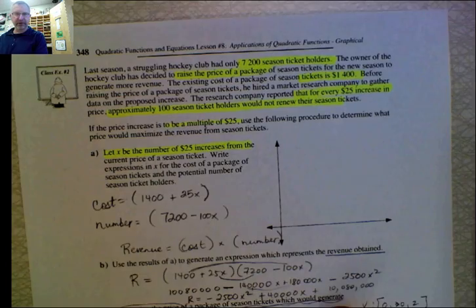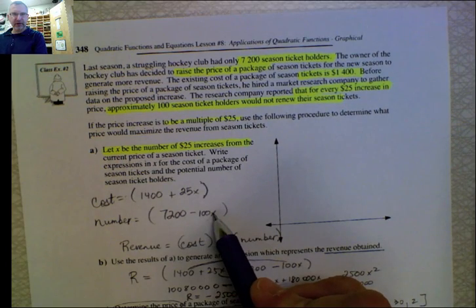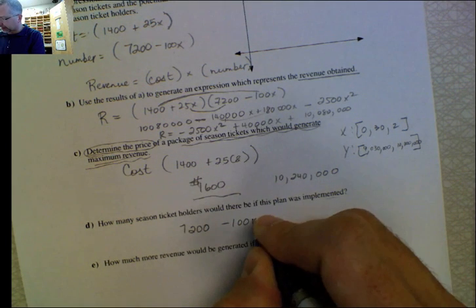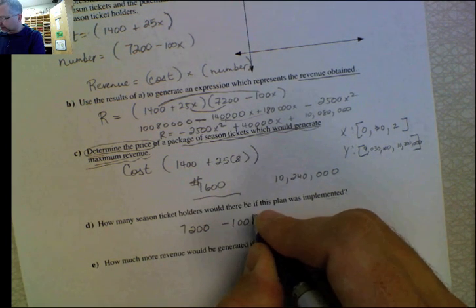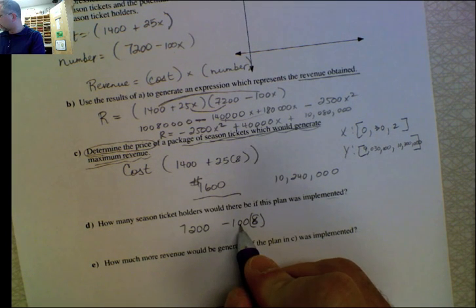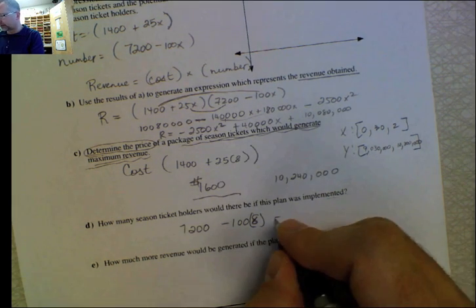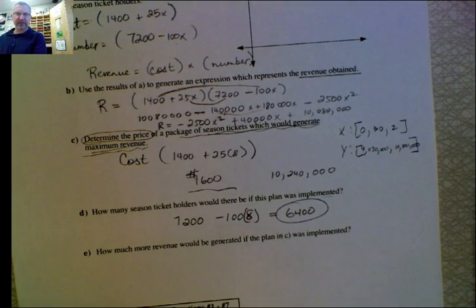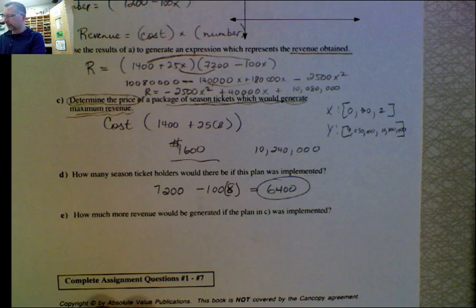Next question says, how many season ticket holders would there be if this plan was implemented? Oh, we want to know the number of ticket holders. So we got to go back to our number equation. It's 7,200 minus 100x. In this case, x is 8. So we're going to have 7,200 minus 100 times 8 is 800. So 7,200 minus 800 tells us we're going to have 6,400 ticket holders.